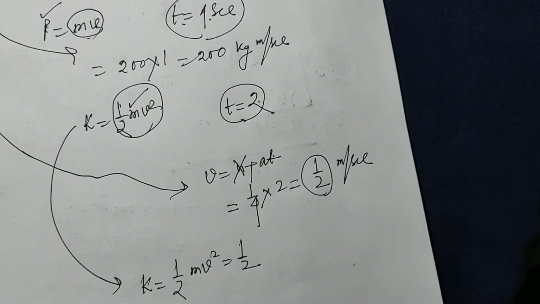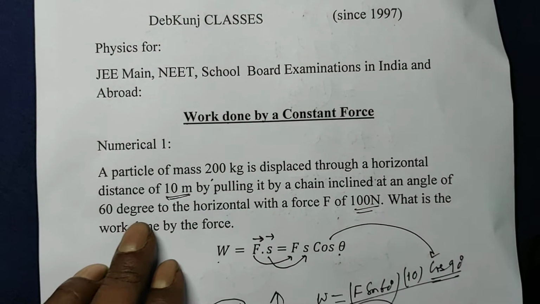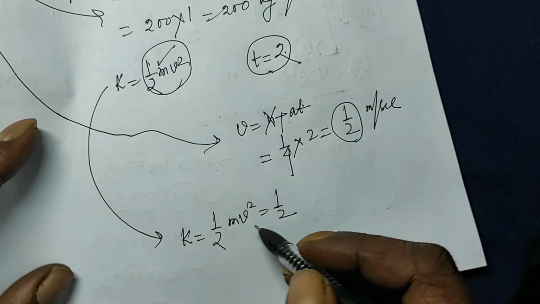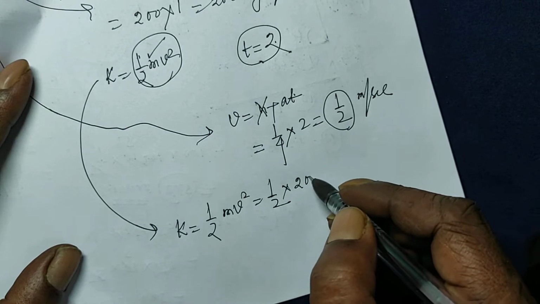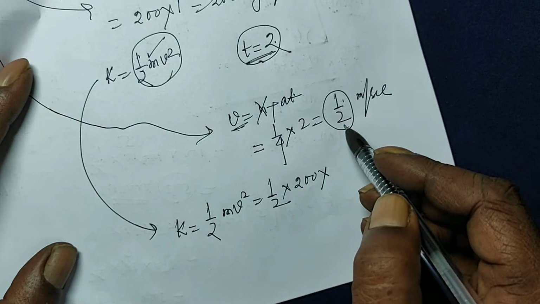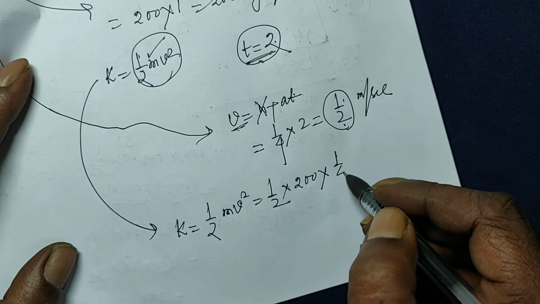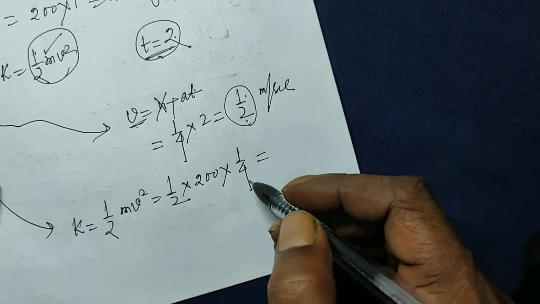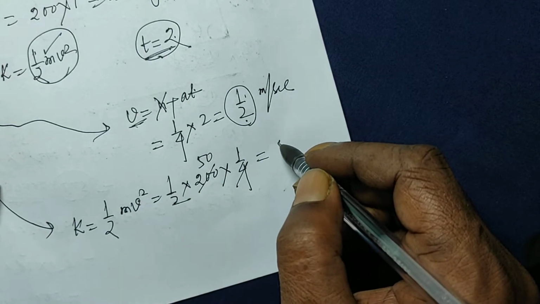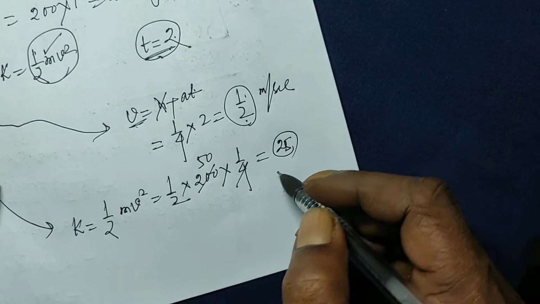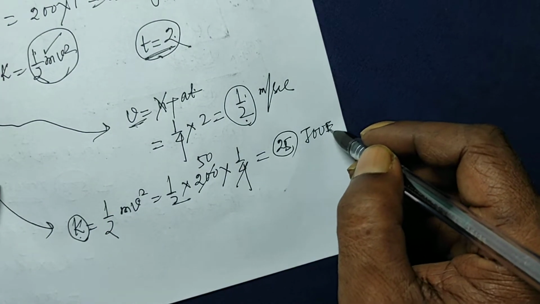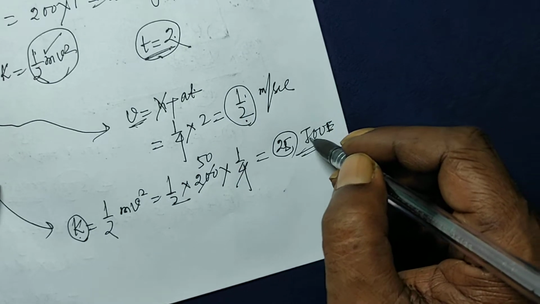M is given as 200 kg. So put m is equal to 200. At the end of 2 seconds, the velocity is equal to 1 by 2, square of that is equal to 1 by 4. So that cancels with this, 50. So 50 over 2, that is equal to 25. And the unit of energy, kinetic energy, is joule. So this many joules.